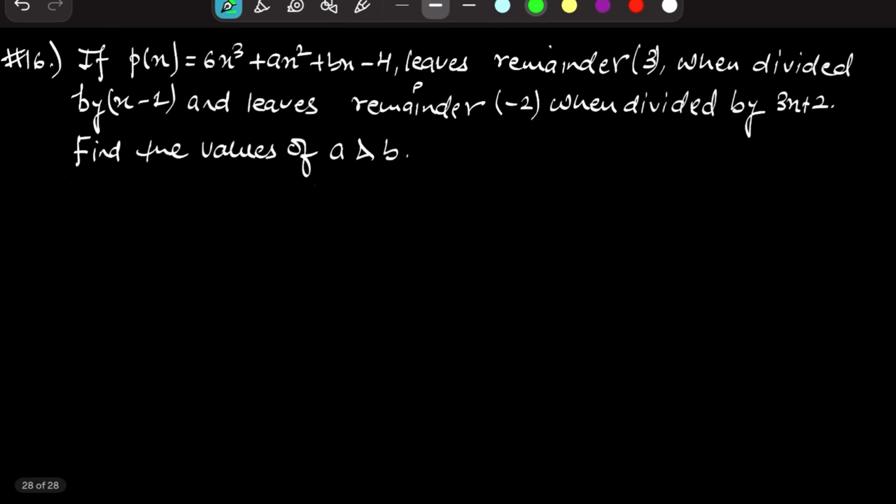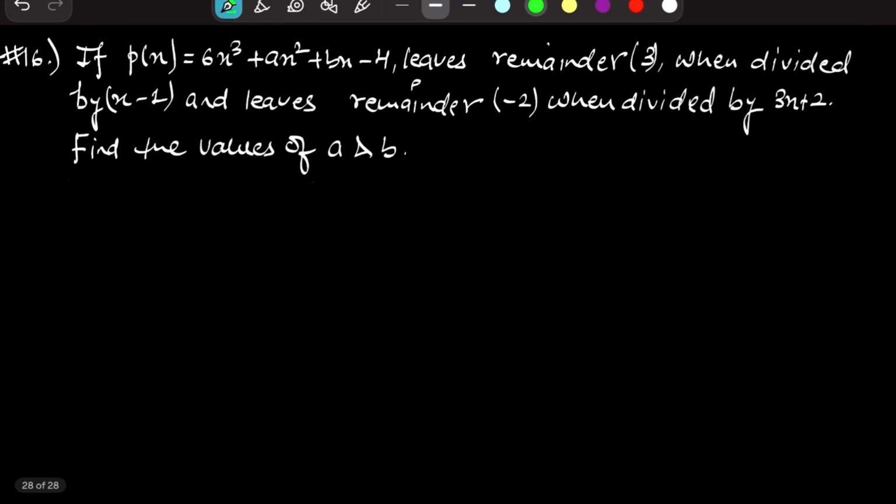This is question number 16. This question says that p of x is having two unknowns, that is unknown a and unknown b. If p of x is divided by x minus 1, it leaves remainder 3. And when the same polynomial is divided by 3x plus 2, your remainder is going to be minus 2. So two pieces of information are given to us so that we can make two equations quickly. Okay, so let's solve this particular question.